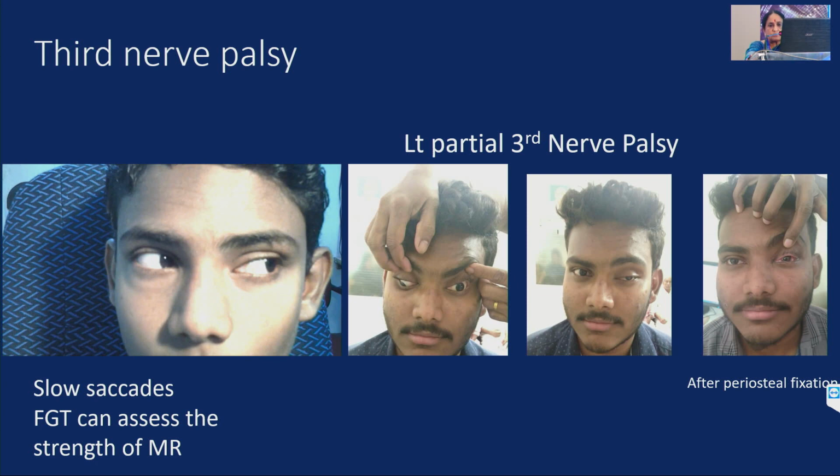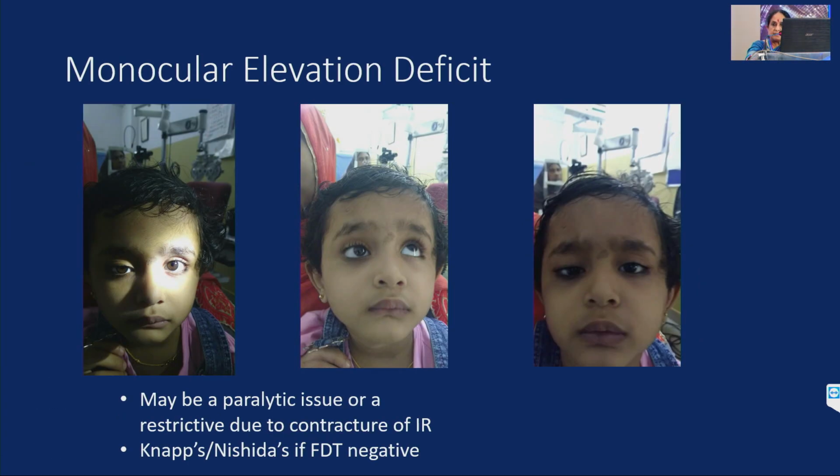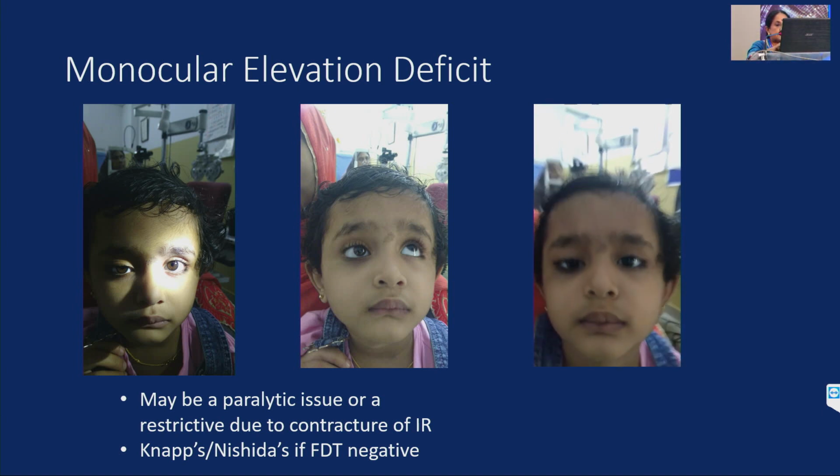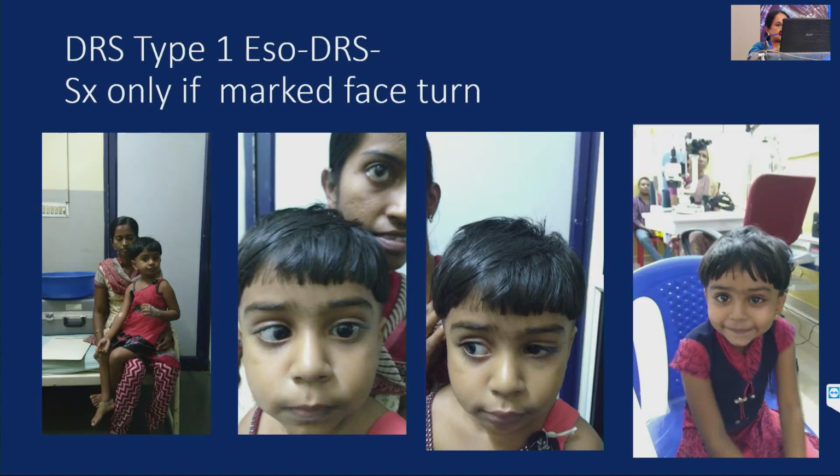And forced duction test can be done to assess and plan surgery, which muscle to be tackled, whether there is any benefit from medial rectus surgery. This is a monocular elevation deficit. MED usually produces a chin up posture because the eye doesn't go up. There is a chin up posture. It may be paralytic or some restrictive component may be there. So depending upon that, we have to decide surgery. And Knapp's procedure or Nishida's procedure is the recent consensus to do transposition.